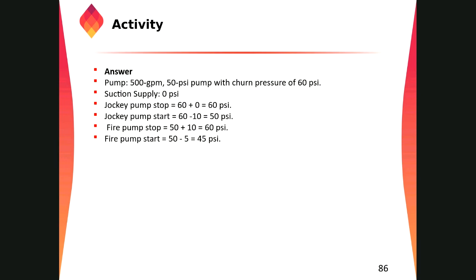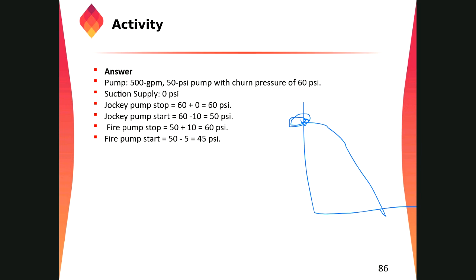What is the meaning of churn pressure? I think I discussed it a while ago, right? You guys are there? The remaining pressure. So we have 50 psi pump pressure, and the churn is 60 psi. There is no suction. The suction supply is 0 psi, right?